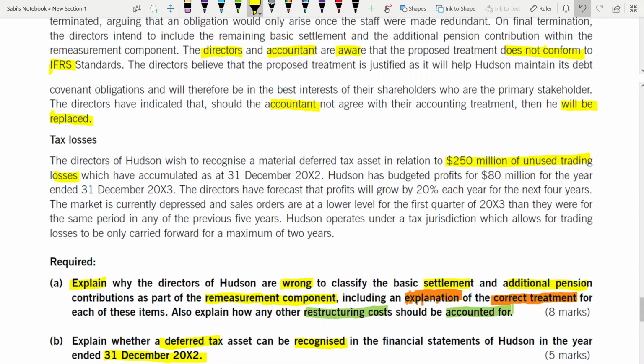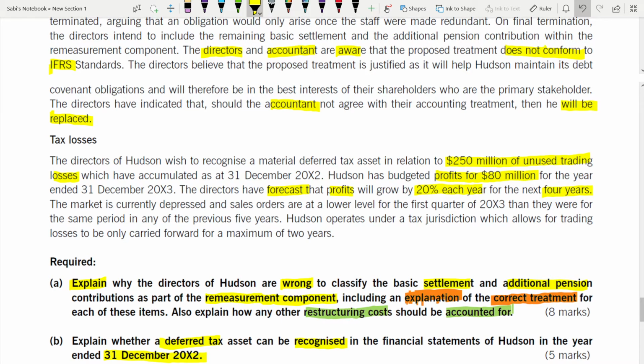Hassan has budgeted profit of 80 million for the year ending 31st December. So for the next year, that means future profit of 80 million. The directors forecast that profits will grow by 20% each year for the next 4 years.